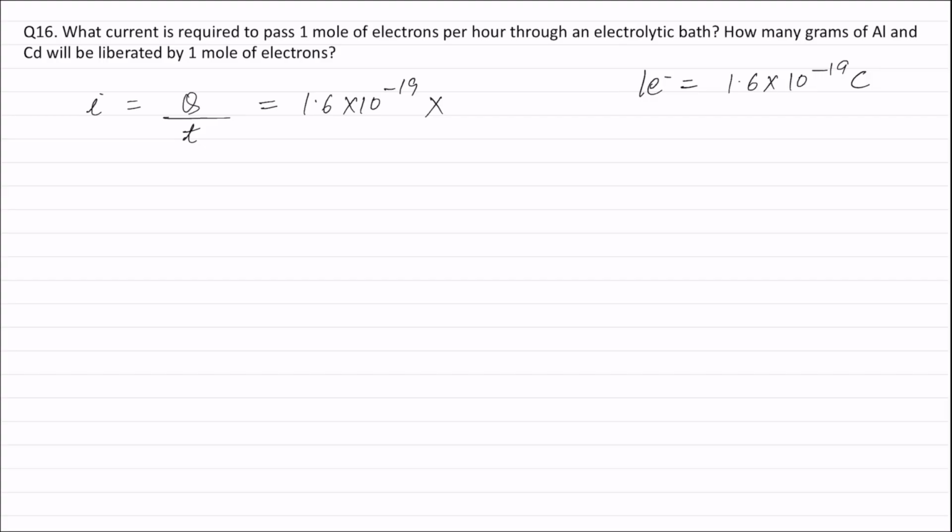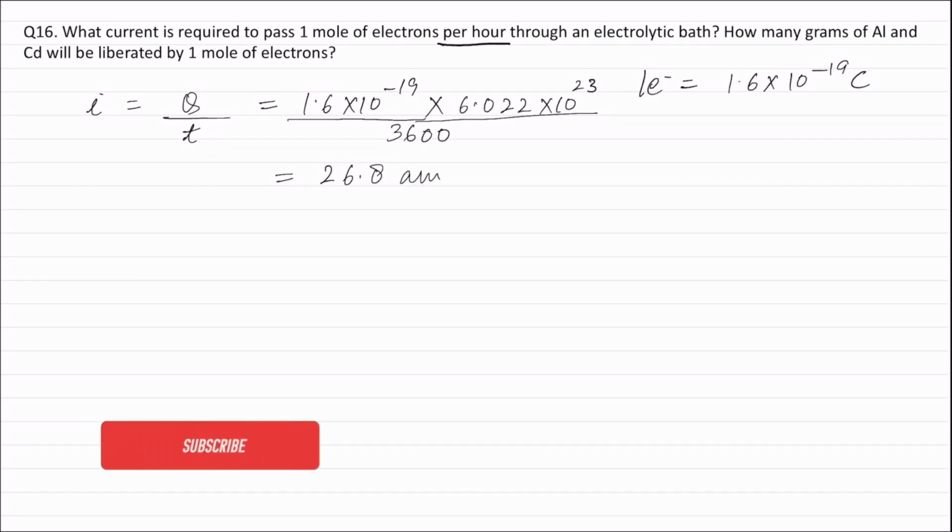Therefore 1.6 into 10 to the power minus 19 multiplied by Avogadro's number, that is 6.022 into 10 to the power 23, will give the charge carried by 1 mole of electrons. Dividing this by time, which is given as 1 hour, equal to 3600 seconds, will give the current, which is equal to 26.8 ampere.